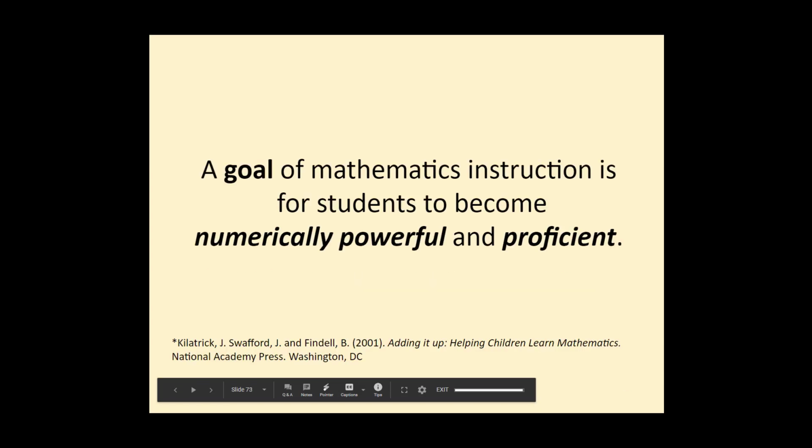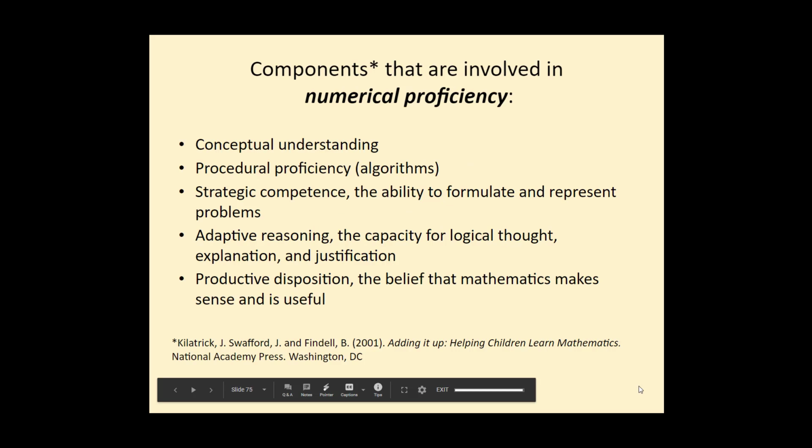So in 2001, right about the time they were starting to make changes in curriculum instruction for mathematics, another report or book, I think it might have been, came out called Adding It Up, Helping Children Learn Mathematics. And in that book, which has directed a lot of the documents that we use now, they wrote, a goal of mathematics instruction is for students to become numerically powerful and proficient. According to the authors, numerically powerful and proficient students had the following components.